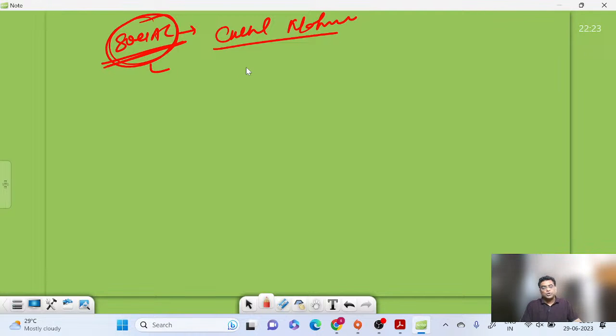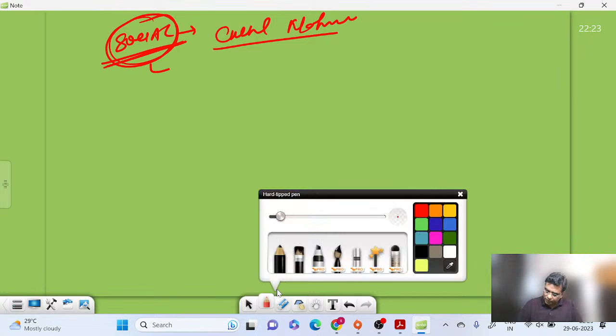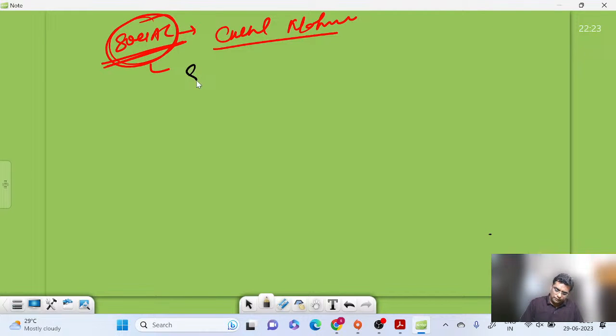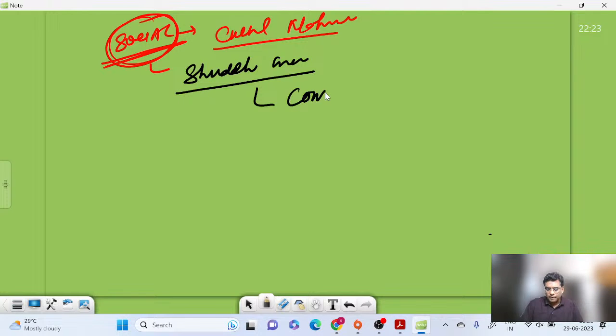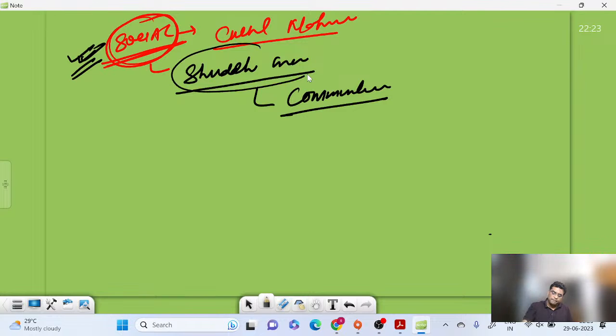Then he started the Shuddhi movement, which led to the rise of communalism. So obviously that is a big deal to understand the social processes. So the Shuddhi movement in India led to the rise of communalism.